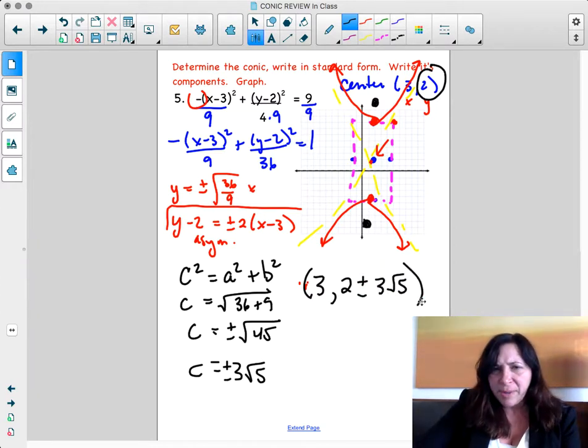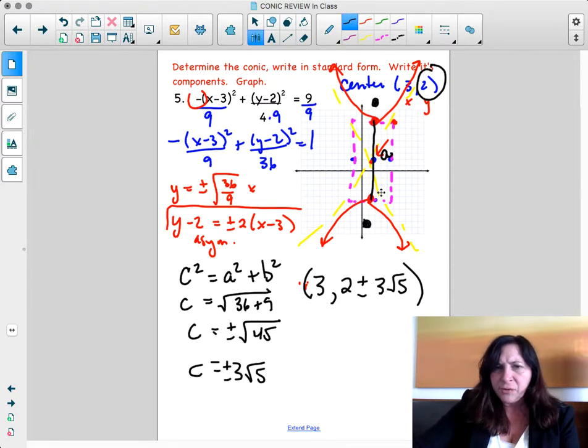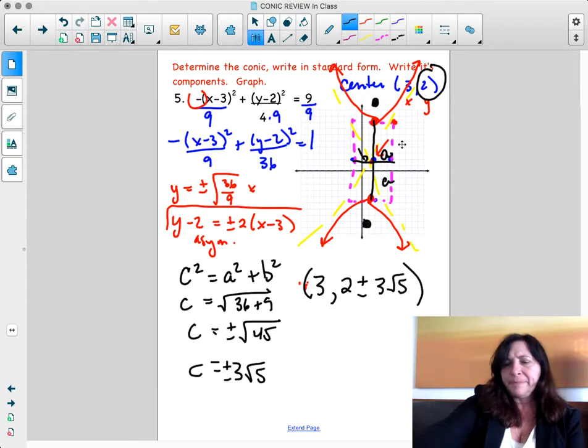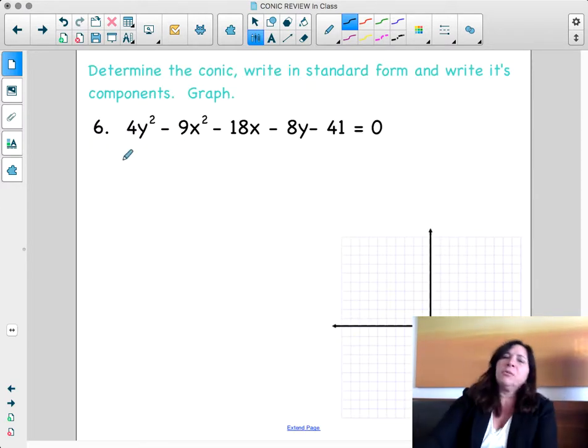Oh, and just to make sure you understand, the transverse axis is this axis right here. So the transverse axis, this is a, so this is going to be 2a. Transverse axis, 2a. Whereas the conjugate axis is the smaller one, and that's your b, little b's. This conic right here is a hyperbola also.